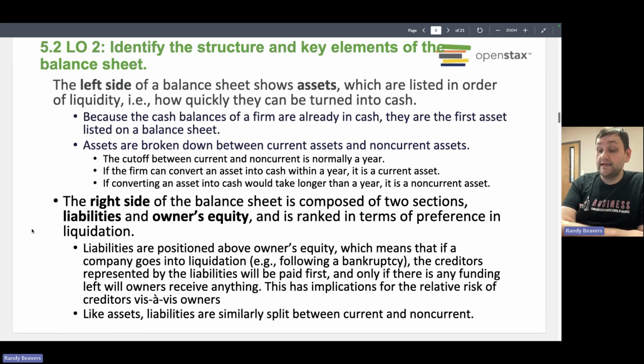Okay, so moving to this slide here. So assets are broken down into either current assets or non-current assets. The cutoff between current and non-current is normally a year. If a firm can convert an asset into cash within a year, it's a current asset. If a firm can only convert that asset into cash in longer than a year, that asset is a non-current asset. Okay.